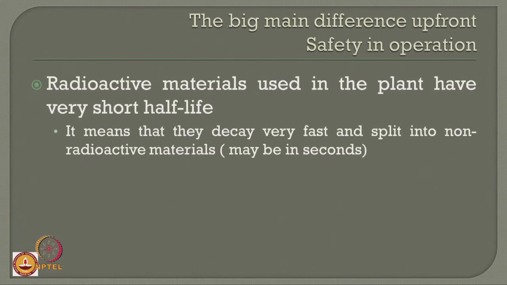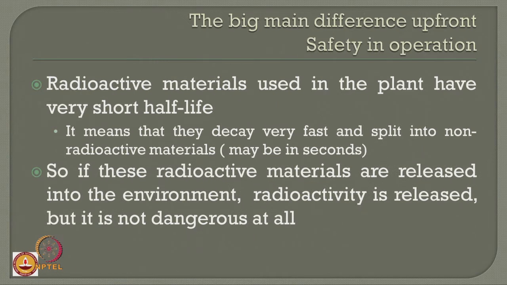Let us see what is the main difference upfront in the design and safety in operation. The radioactive materials used in the plant have a very short half life. What it means is that they decay very fast and split into non radioactive materials, maybe in seconds. So, we need not even bother with the discharge into the atmosphere. Even when these radioactive materials are released into the environment, it is not dangerous at all. We must understand this first.